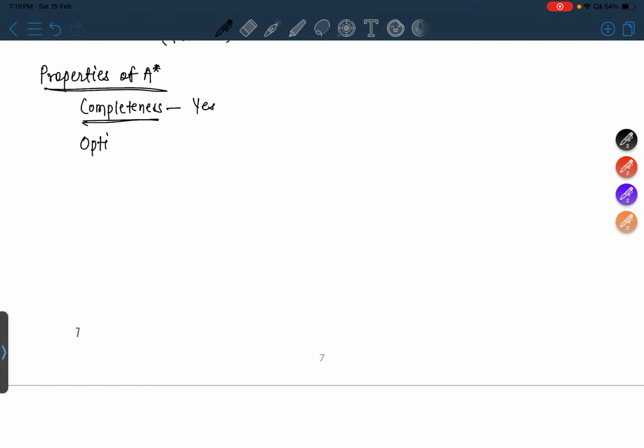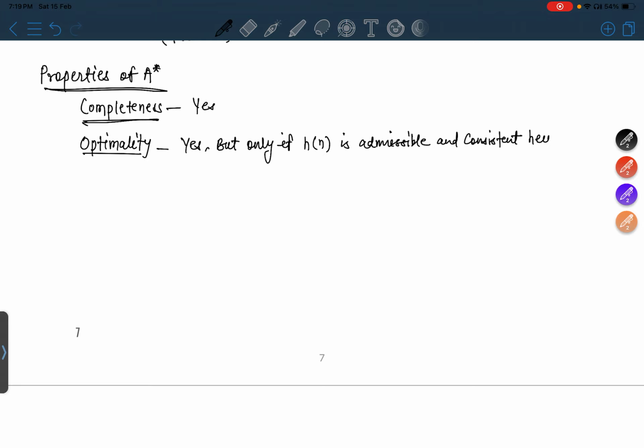Optimality, yes, but only if F or Hn is an admissible and consistent heuristic. What do you mean by admissible? What do you mean by consistent heuristics? We'll talk about that.